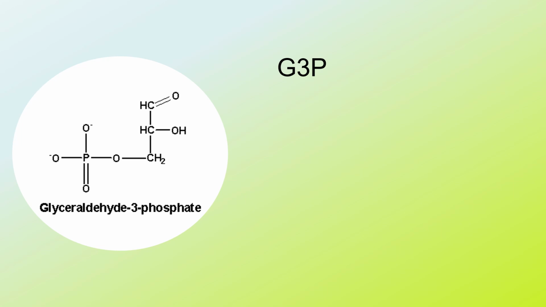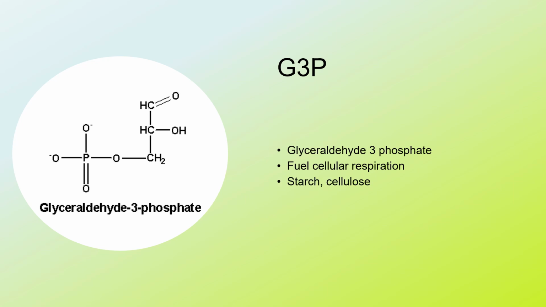G3P, or glyceraldehyde 3-phosphate, is a very versatile molecule. And it can be used for so many purposes. Of course, G3P can be used in cellular respiration, but it can also be used to make starch, cellulose, and other organic molecules that are used by plants.